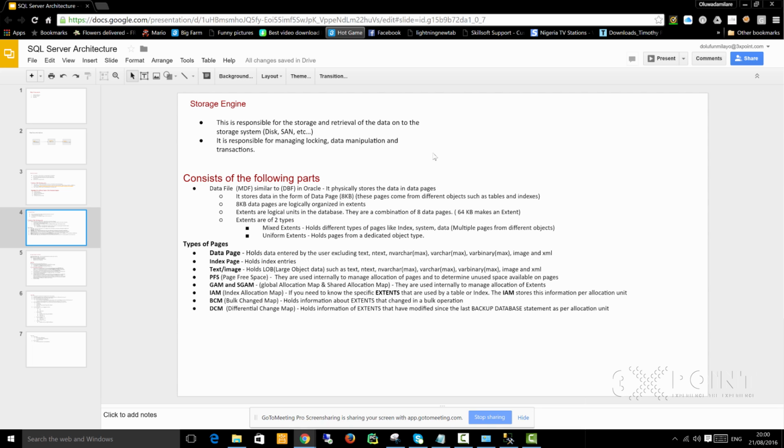Now, this is the part that's responsible for the storage and retrieval of the data onto the storage system. So we talked about the relational engine before, which takes charge of the query parsing, execution plan and all of that stuff. But the storage engine itself is where the data sits. So you want to write the data, it goes into the storage. You want to retrieve data, it gets it back from the storage. So this storage engine is responsible for managing the locking, data manipulation and transactions. And what do we mean by this?